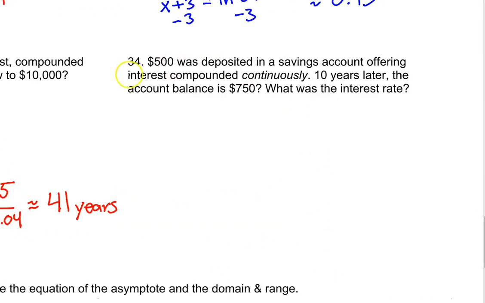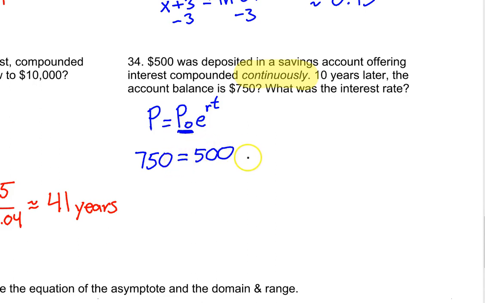Next one, we have compounding continuously. So this right here is the indicator that you need to use the other formula that has e. Continuous compounding uses e as opposed to just the regular rate. So the setup is the same. We ended up with $750, started with 500. That's what the P0 is. That's the starting principal amount.